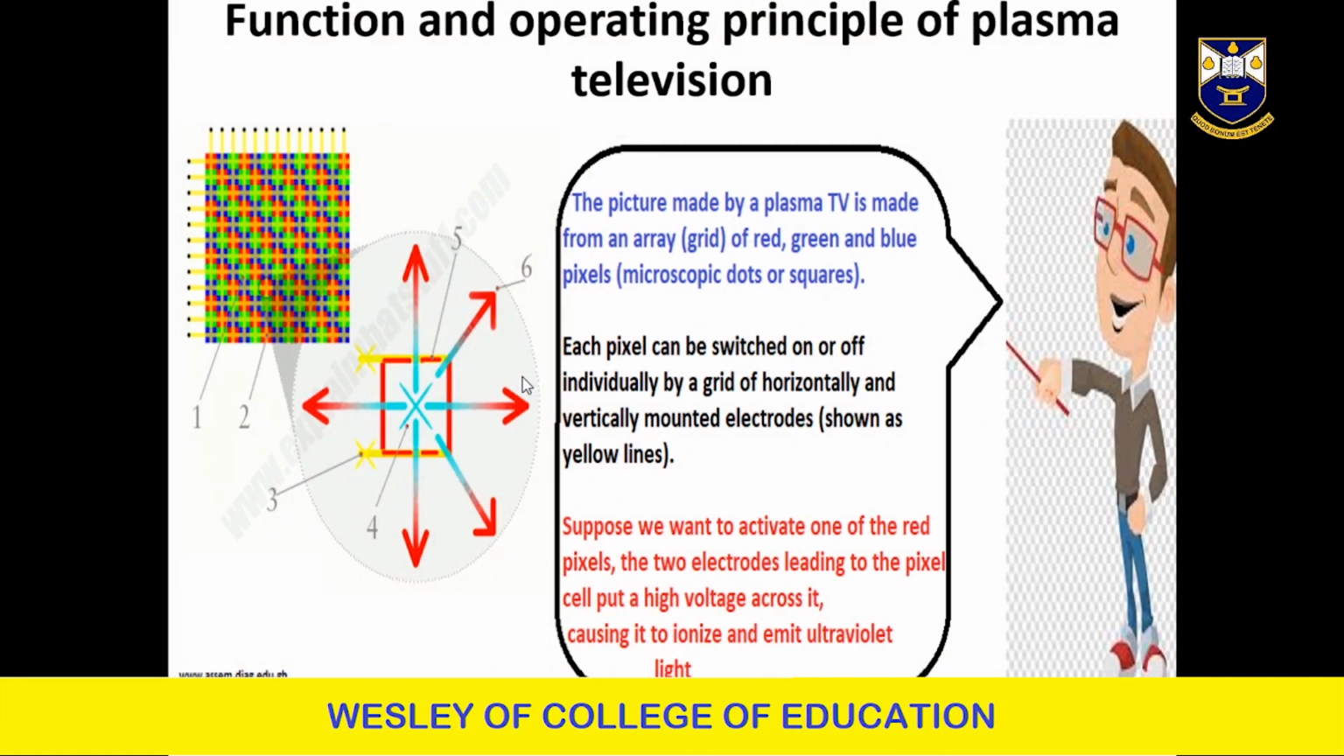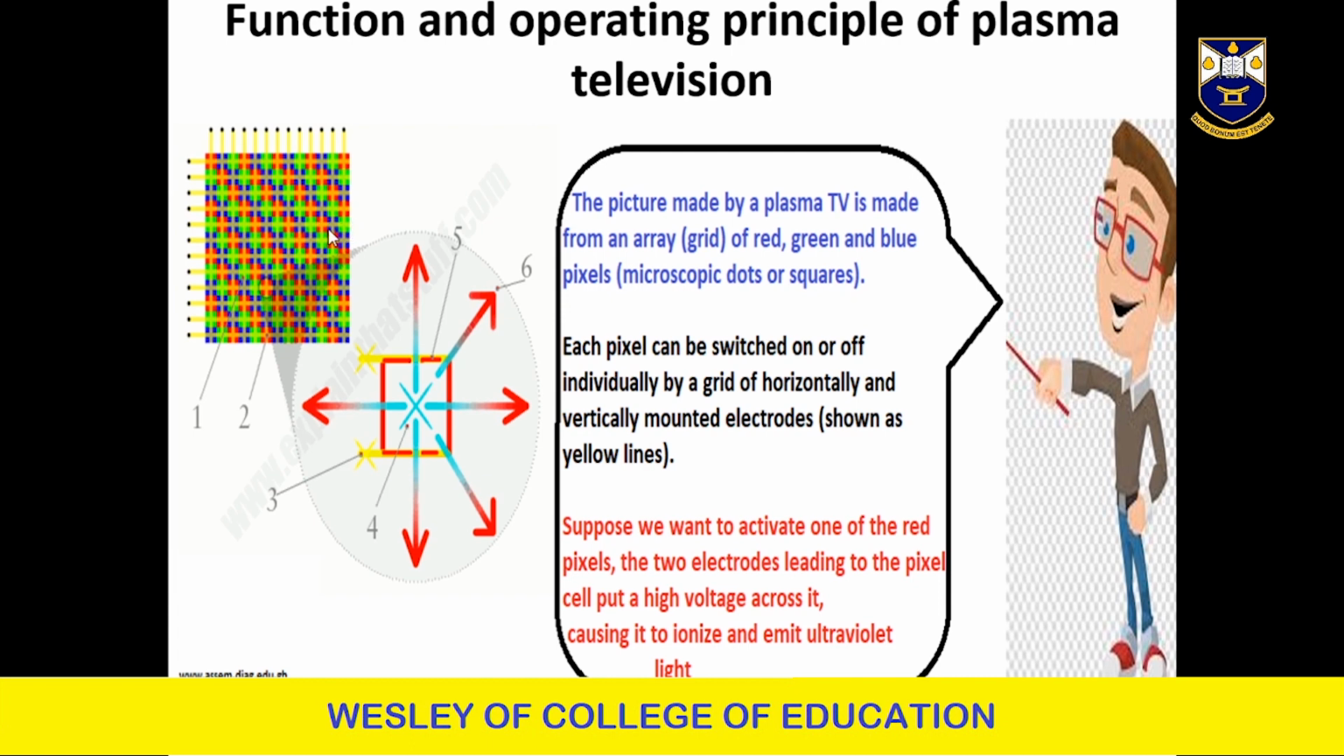So the screen of the plasma TV has small dots made up of green, red, and blue. Each pixel can be switched on or off individually by a grid of horizontally and vertically mounted electrodes. On your slide, you see the vertically mounted electrodes, and then the horizontal ones go this way.